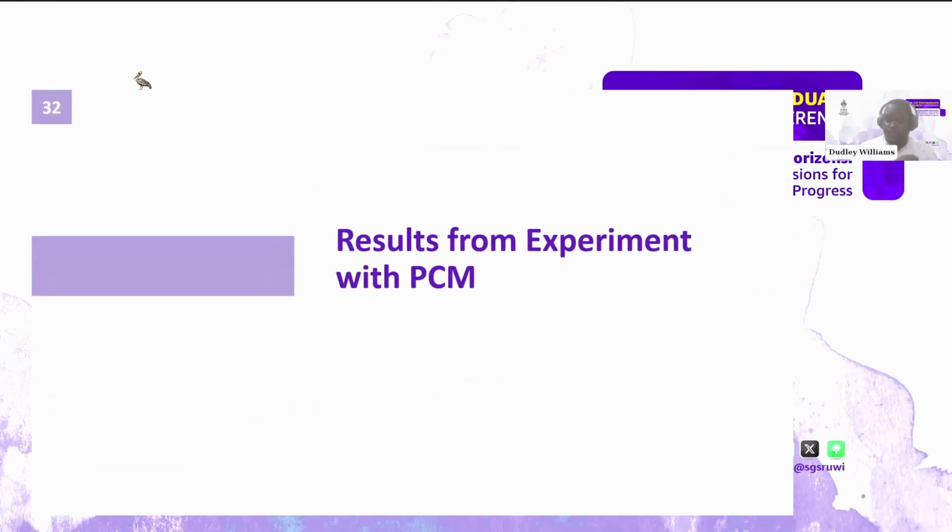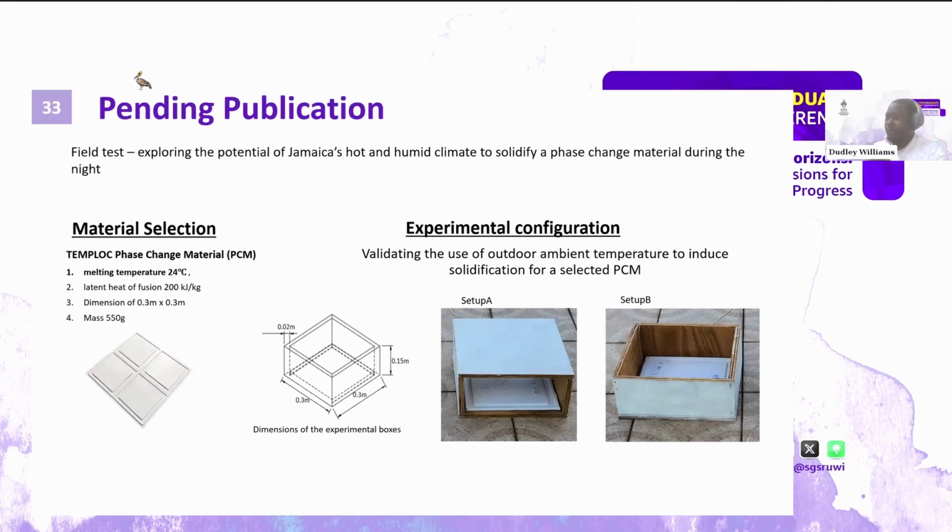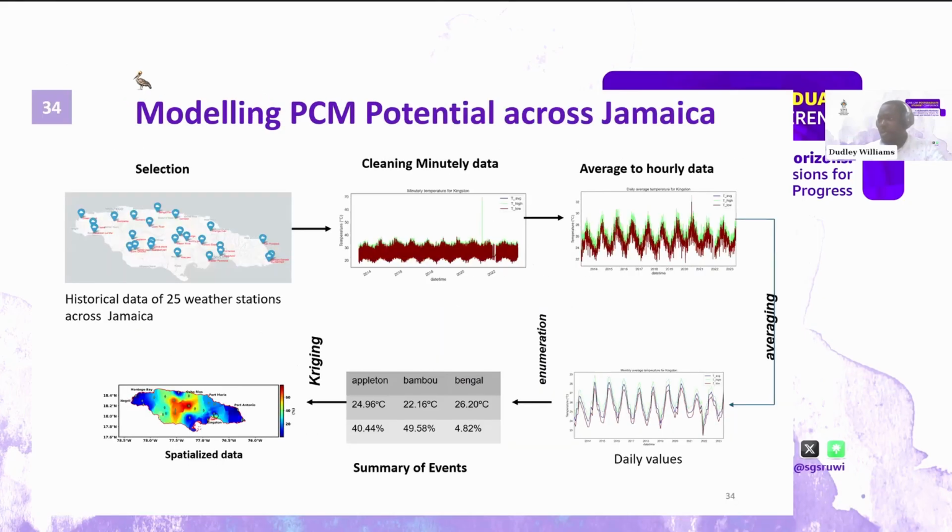Some results from the experiment. Currently we have a pending publication that explored the potential of Jamaica's hot and humid climate to solidify the phase change material during the night. And we tested a 24-degree phase change melting temperature material.